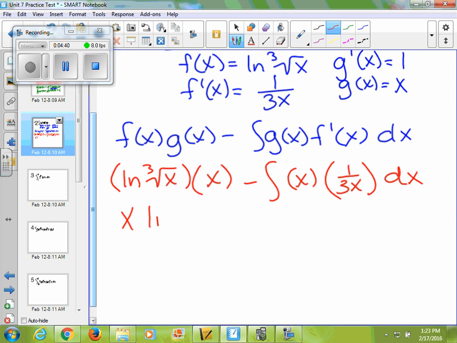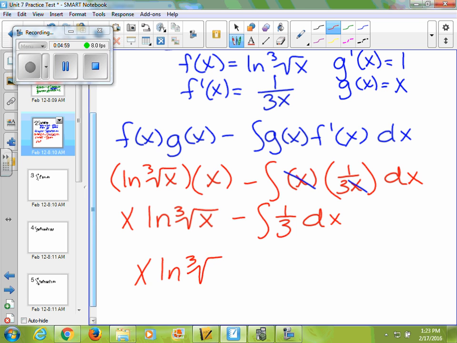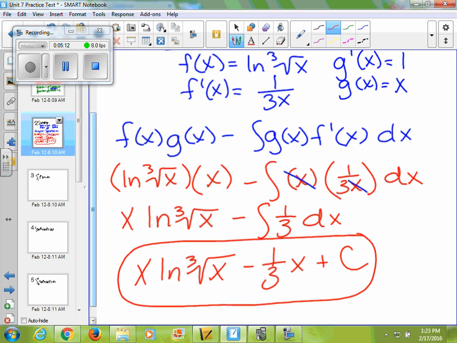So in simplifying, this becomes x natural log of the cube root of x. Over here, these x's cancel. So end up with minus the integral of 1/3 dx. And the integral of 1/3 is just 1/3 x plus c. So I end up with x natural log of the cube root of x minus 1/3 x plus c.